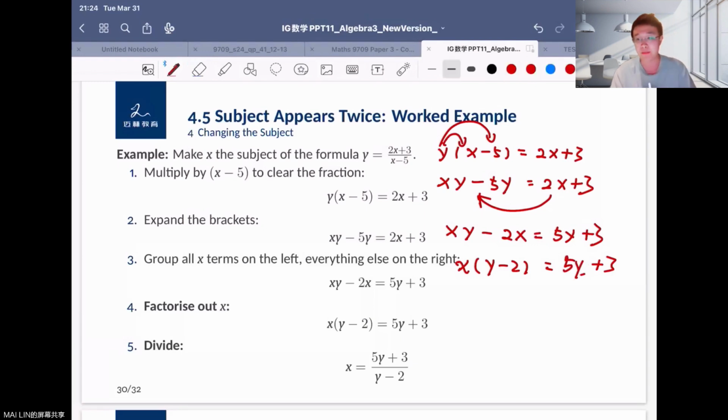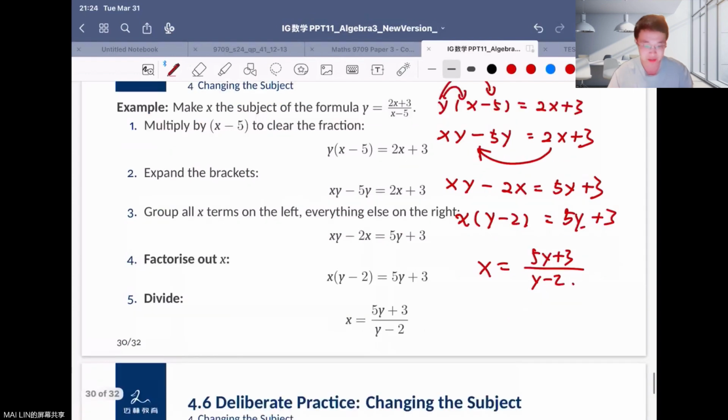Okay, here's 5y plus 3. So here we have 5y plus 3. You can just divide y minus 2 onto both sides. So x now equals (5y plus 3) over (y minus 2). Okay, that is for these equations.